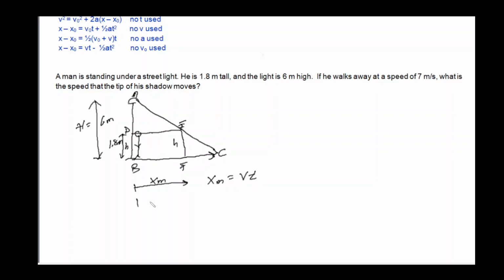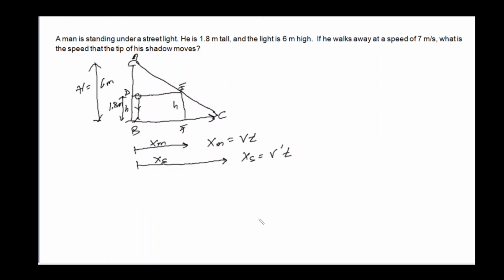The tip of the shadow moves from beneath the pole to point C, and we'll call that position of the shadow. And we know the position of the shadow would be equal to the shadow's velocity, or v prime, times time. The other thing we can say is that displacement xm is equal to BF on the triangle, which we know now is equal to v times t, and xs is equal to BC on the triangle, which is equal to v prime times t.